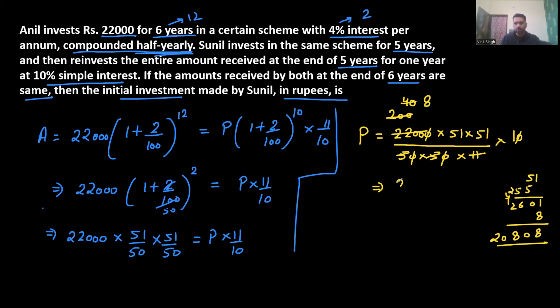So now the principal becomes 20,808. So Sunil will invest 20,808 for 5 years in the same scheme and for the 1 year at simple interest at the rate of 10% per annum. Then he will get the same amount as Anil is getting. So the answer will be 20,808, which will be the right answer.